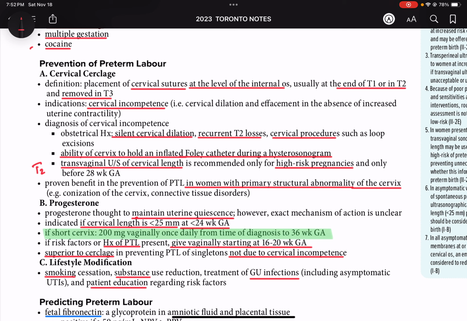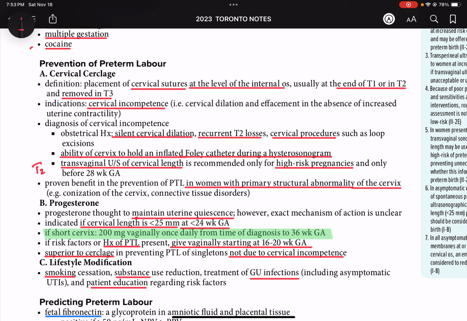If in history there were some problems in the second trimester, there were some cervical procedures, and if we can also check by the Foley catheter, and we can also do transvaginal ultrasound to measure the cervical length, that should be done before 28 weeks because we are trying to prevent preterm labor, so that should be done as early as possible. There is proven benefit in prevention of preterm labor in women with primary structural abnormality of the cervix. If they had any structural abnormalities, any conization of the cervix, any connective tissue disorders, problems with the cervix, cervical cerclage can help.